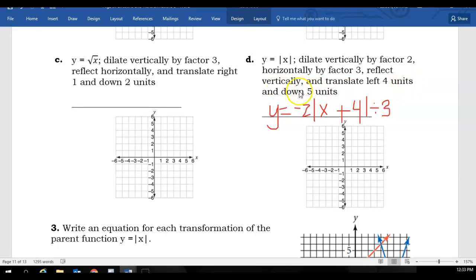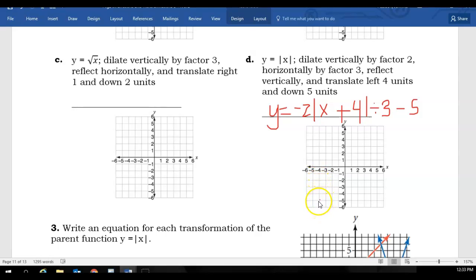And then the last piece says down 5. When we're translating vertically, that's going to be plus or minus at the back. Because it's down, that's going to be a minus 5. So I have a V-shaped graph. It slid to the left 4 and down 5. It got flipped upside down.